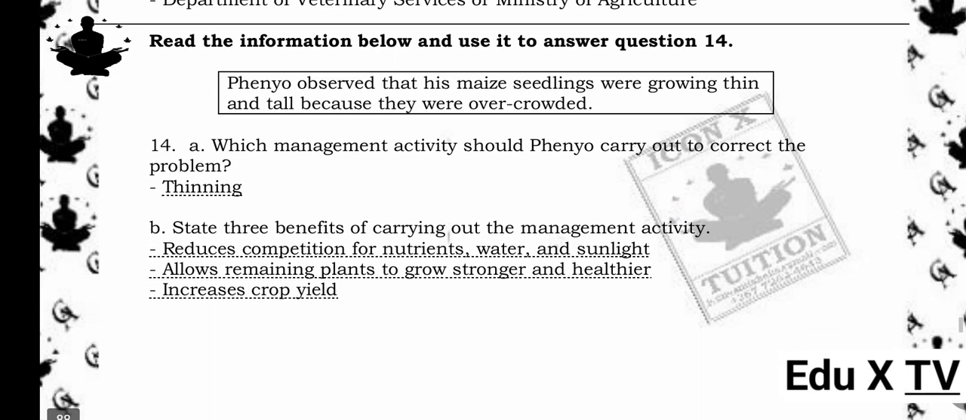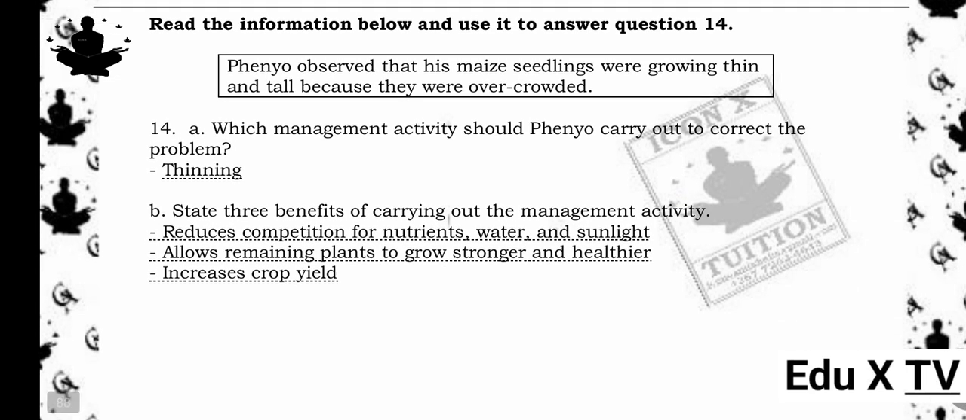Read the information below and use it to answer question 14. Fenyo observed that his maize seedlings were growing thin and tall because they were overcrowded. 14. A. Which management activity should Fenyo carry out to correct the problem? Thinning. B. State 3 benefits of carrying out the management activity.